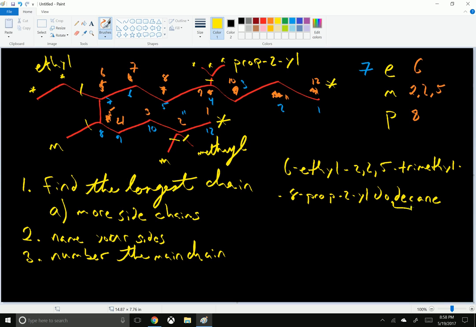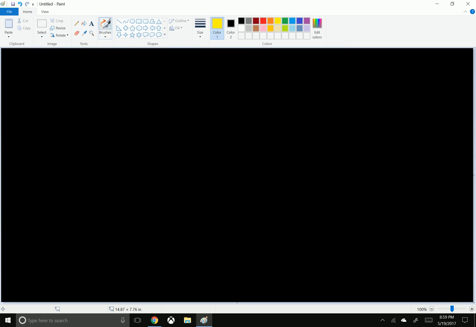Okay. Dec means 10, do means 2 more than, so dodec means 2 more than 10, or 12. And further, ane is what tells us that this only has single bonds. No double bonds, no triple bonds. We will cover those starting, I believe, next week. All right, let's walk through another example. Let's see if I can't somehow come up with one that has some parentheses in it, because everyone loves parentheses, right?